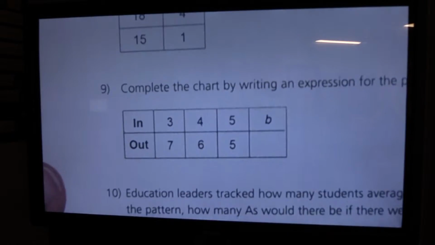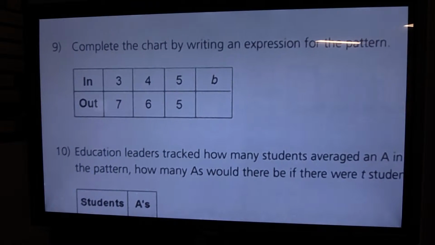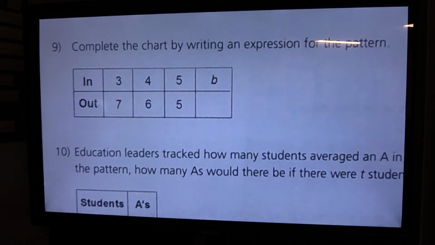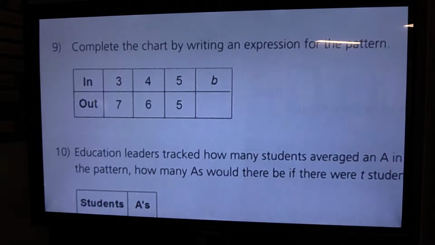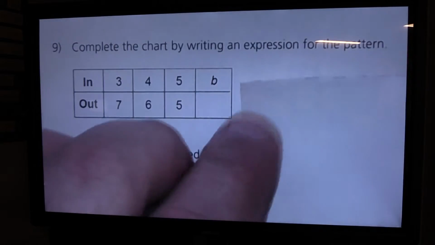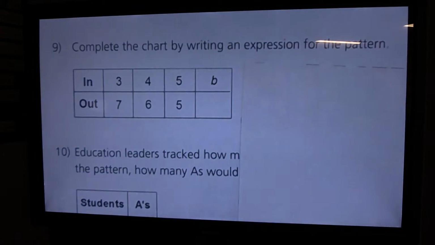Okay, number 9 says, complete the chart by writing an expression for the pattern. So we need to come up with an expression, and it will be an algebraic expression because it will involve variables. What we'll need to do to determine that is figure out what the pattern is, what the structure is. That goes along with math practice number 7, I believe. We have to figure out the pattern in order to get our expression. Now, in order for a pattern to exist, it must be observed at least 3 times.